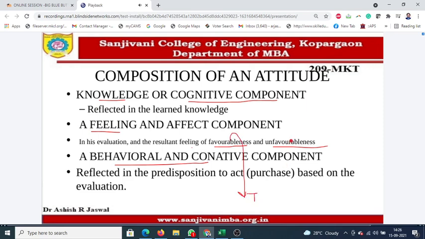If it is unfavorable, he will not purchase, he will change the brand or will postpone the purchase, is what we need to understand. Gaining the knowledge, that is knowledge component. Converting the knowledge by evaluating in the form of favorableness and unfavorableness is what we need to understand. And the last behavioral component is an action, whether you are going to purchase or not.